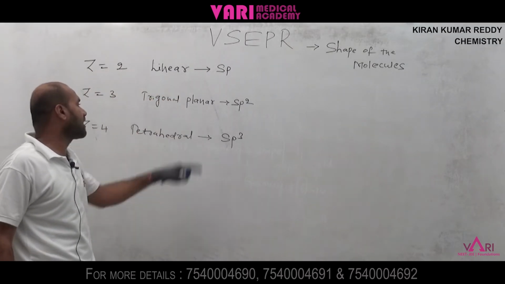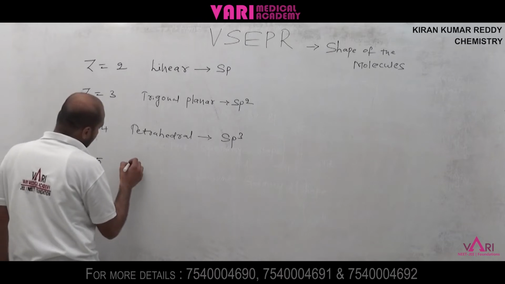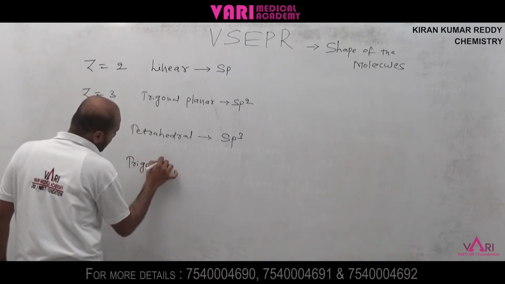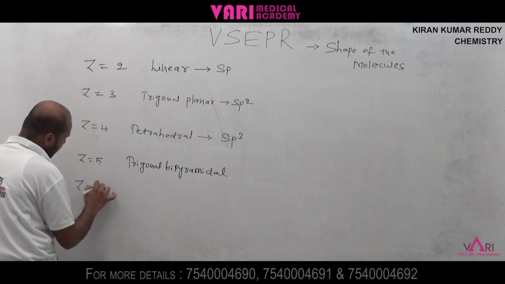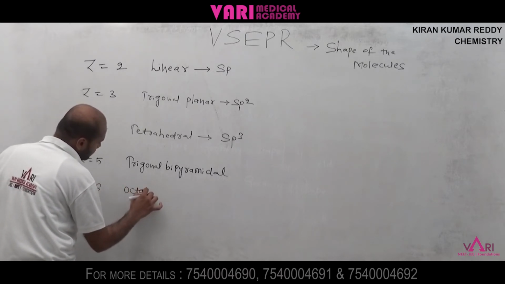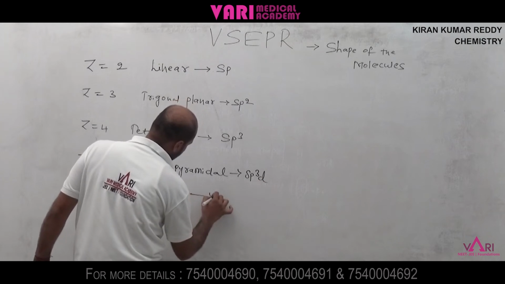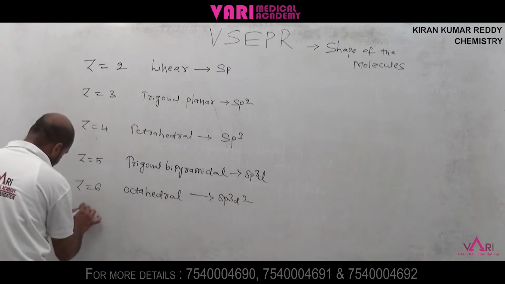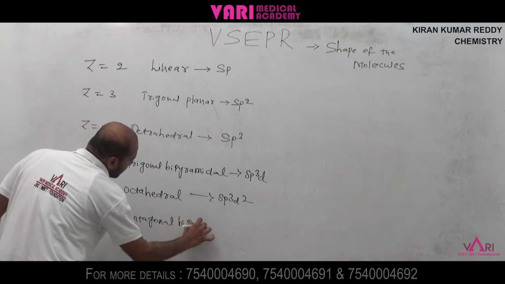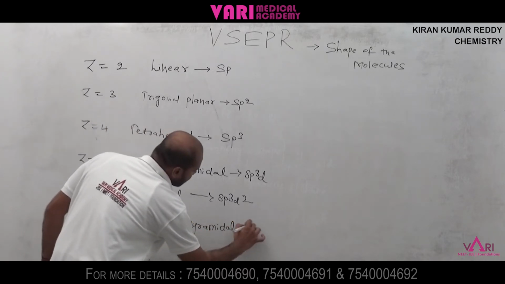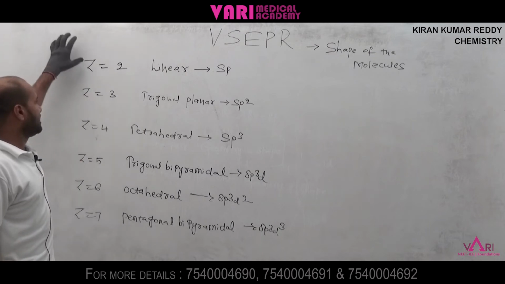Now, Z is equal to 2 means linear, sp hybridization. Z is equal to 3, trigonal planar, sp2. Z is equal to 4, tetrahedral, sp3 hybridization. Z is equal to 5 means trigonal bipyramidal. Next one is Z is equal to 6, that is octahedral. Z is equal to 5 means sp3d hybridization. Z is equal to 6 means sp3d2 hybridization. And Z is equal to 7 means pentagonal bipyramidal, sp3d3. This one is already explained in the hybridization concept, but it is important for geometry.